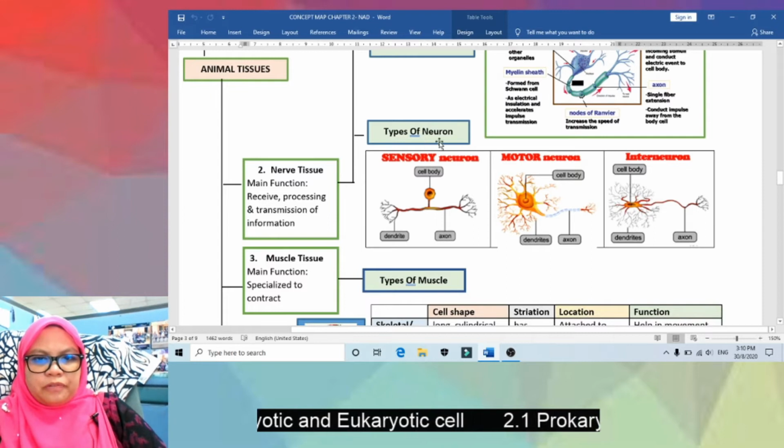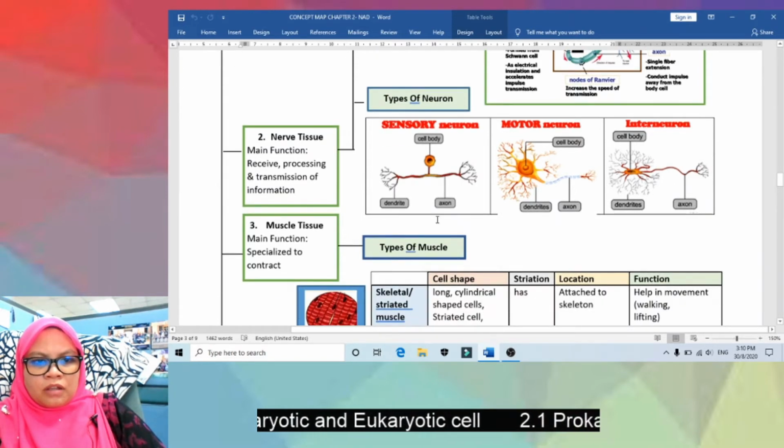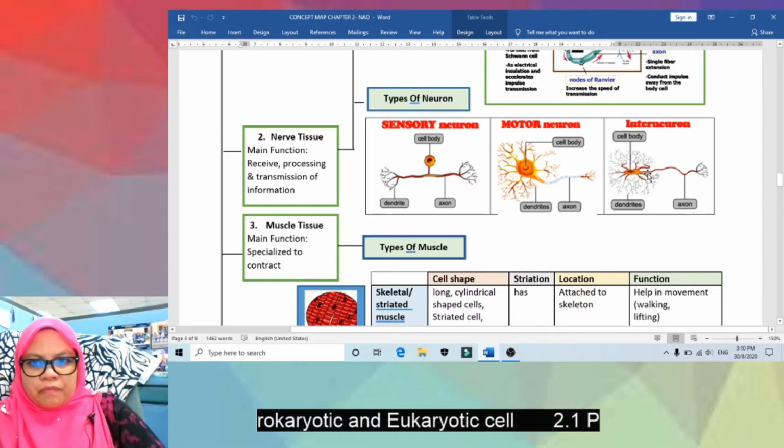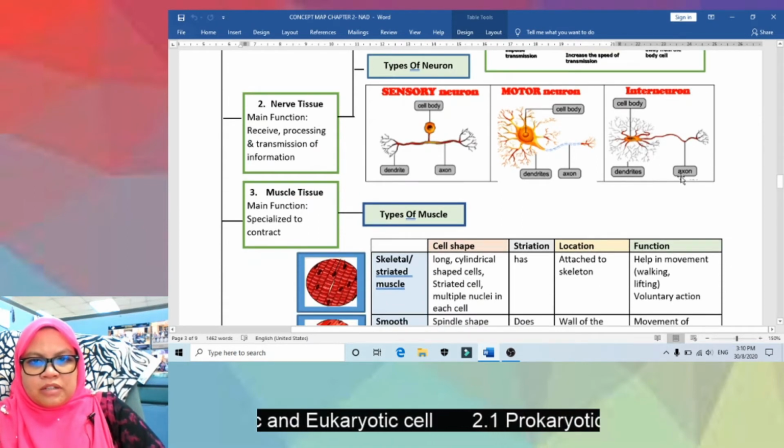So there are three types of neuron: sensory neuron, motor neuron, and also interneuron. For sensory neuron, the function is to carry impulse from the receptor to the central nervous system. And then the motor neuron will carry impulse from the central nervous system to the effector, for example, the muscle. The interneuron will integrate the impulse received from the sensory neuron.